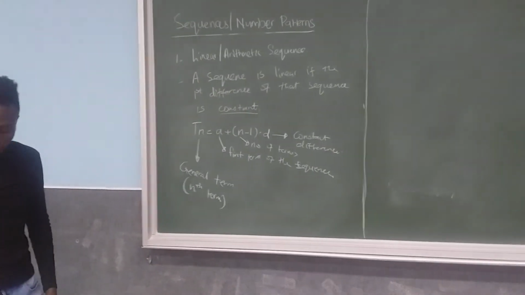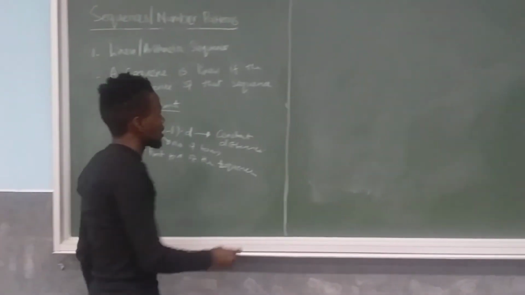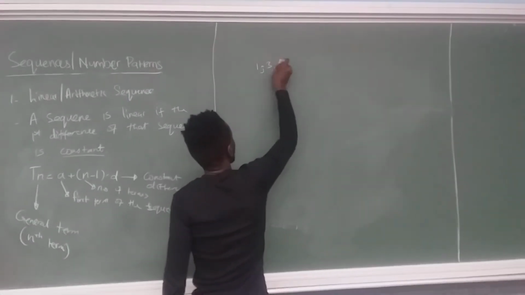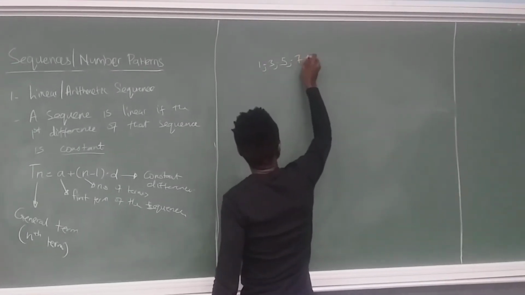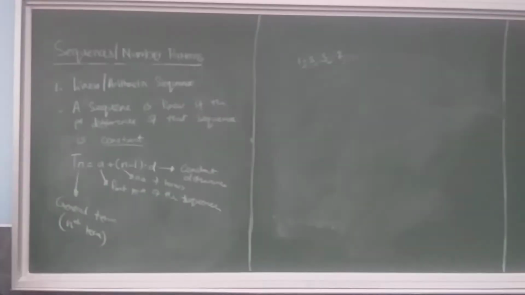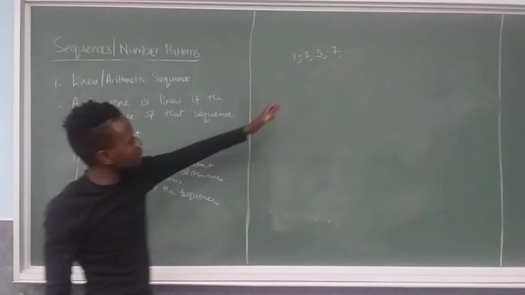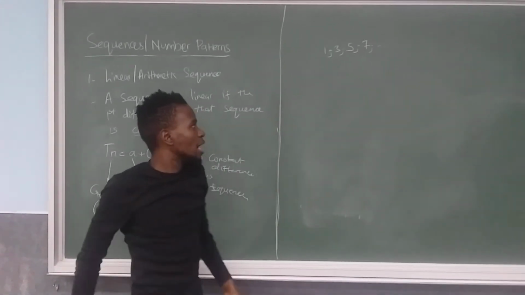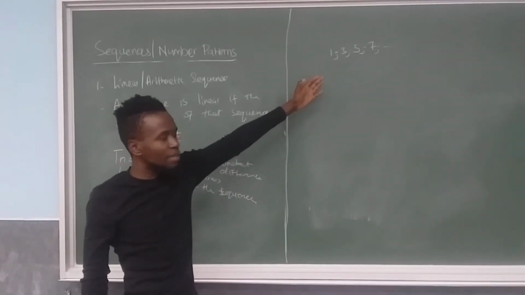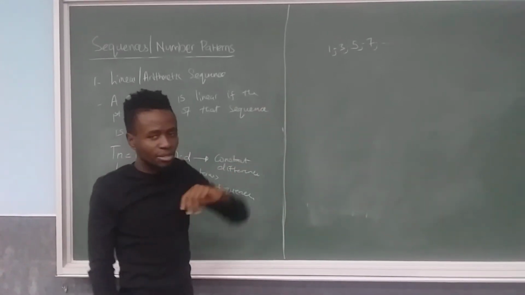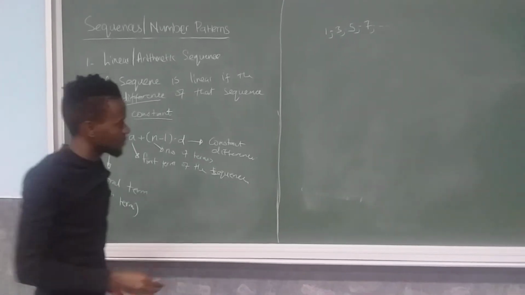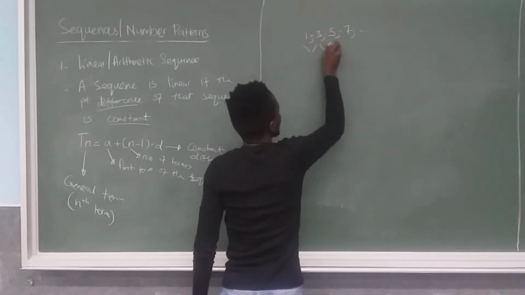Okay? For example, let us say we have been given this sequence: 1, 3, 5, 7, and then the sequence goes on. And then the examiner tells you that this sequence is an arithmetic sequence. And then he will ask you a question: why is this sequence an arithmetic or a linear sequence? First of all, we are going to find what? Our difference. How do we calculate the difference?